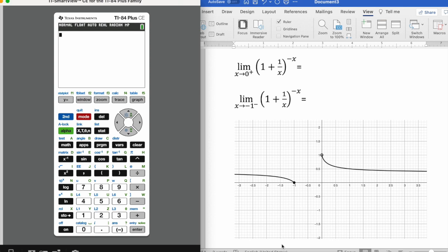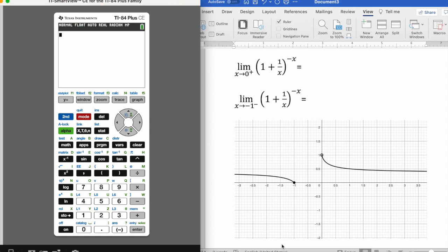In this video, I'm going to show you how you can use your graphing calculator to find a limit numerically. I have two examples here that we're going to use to illustrate this method. I have the limit as x approaches 0 from the right of the function (1 plus 1 over x) all raised to the negative x. And then using that same function, we're going to find the limit as x approaches negative 1 from the left.